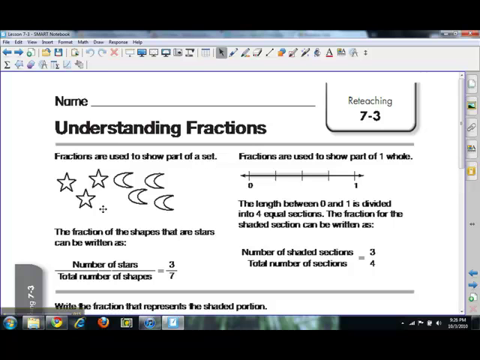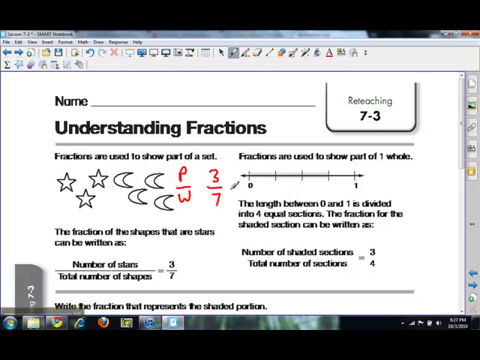For instance, we have a set of 7 different shapes here, and 3 of them are stars, 4 of them are moons. So this is a relationship of part to whole. The whole, all of them, is 7. There are 7 shapes. And the part that we're going to look at first is the stars. And there are 3 out of 7 shapes that are stars.